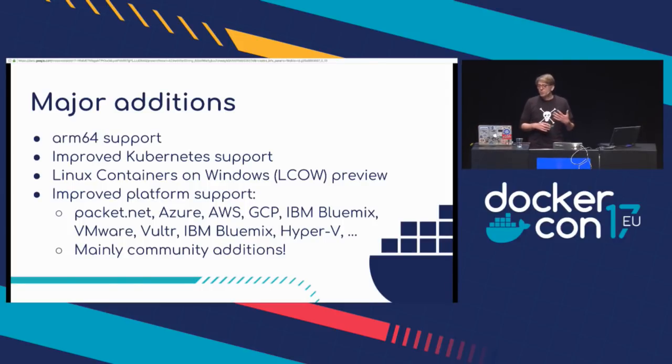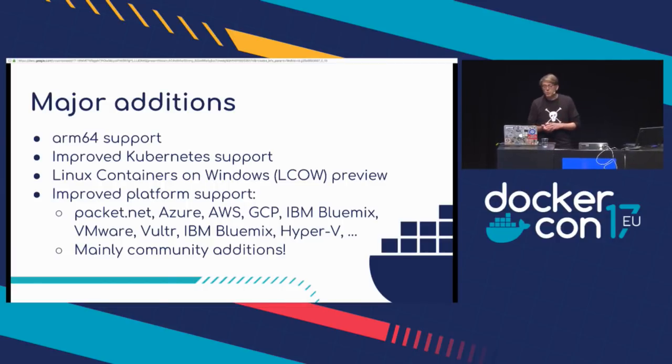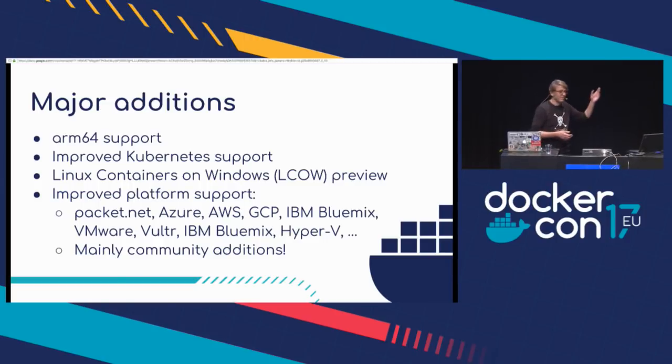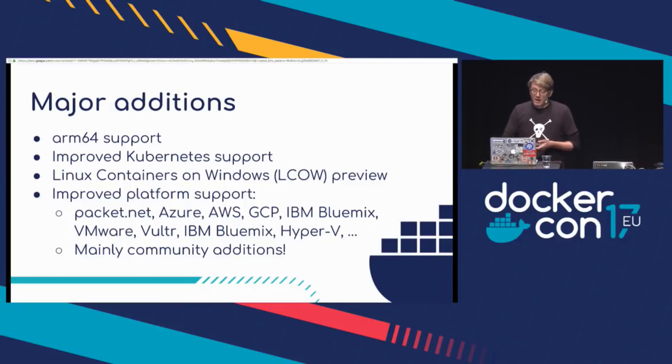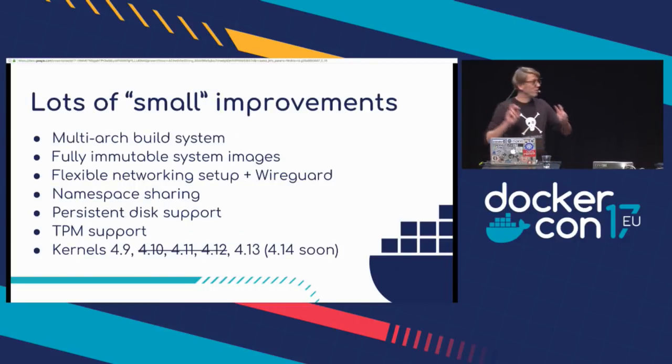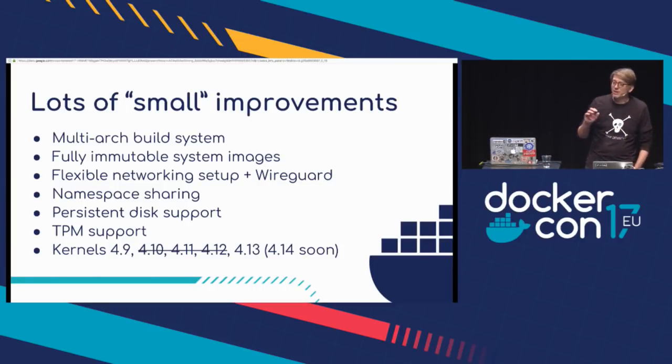When we open sourced it, we had support for running our LinuxKit images on things like HyperKit, Hyper-V, I think, and on Google Cloud. And since then, the area where probably a lot of external contributions came to were improve the platform support. So we can now have very easy booting of LinuxKit images on bare metal, on Packet.net, Azure and AWS, IBM Bluemix, VMware, Vultr, all these things got added mostly by the community. There also have been a whole bunch of small improvements to the system.